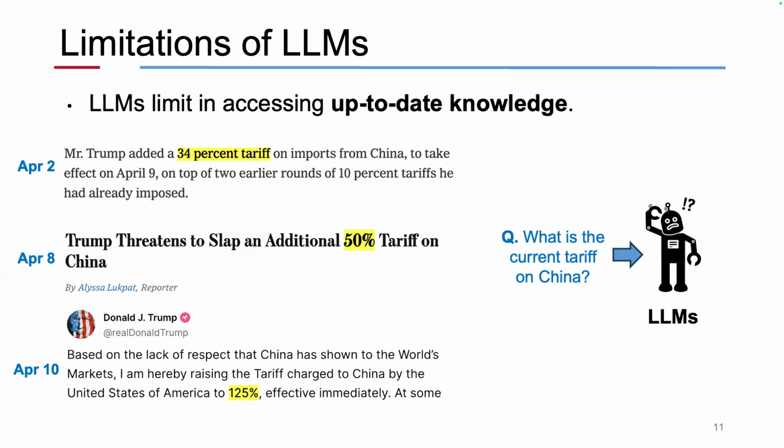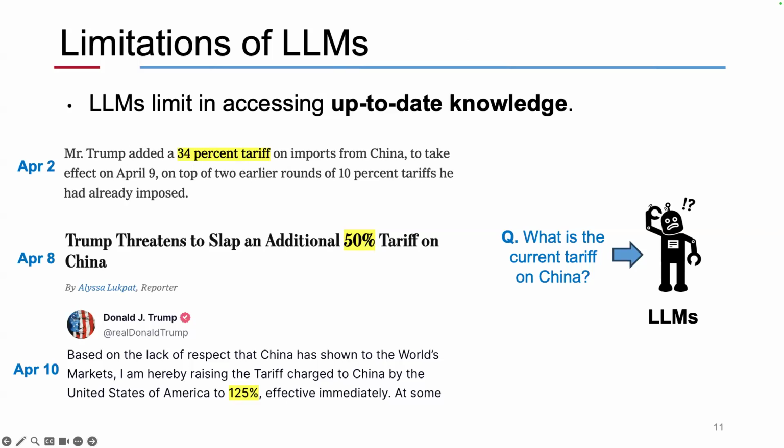For instance, we know that currently there's increased tension between China and the US about the tariff, right? And we can see that Mr. Donald Trump actually changed his argument and his action towards China on the tariff over one week. For instance, it changed significantly from 10% at the very beginning to nowadays probably over 145%. If you ask this kind of question to an LLM, because they lack the most up-to-date knowledge, they may not give you the correct answer.